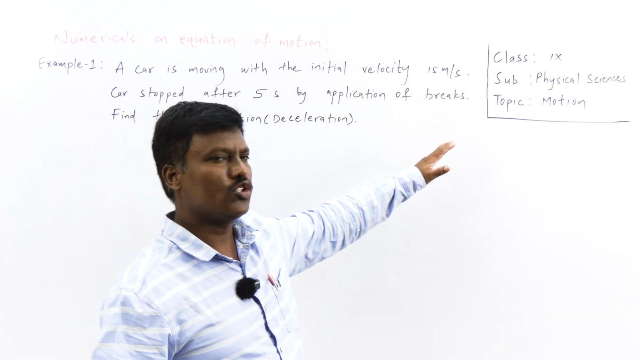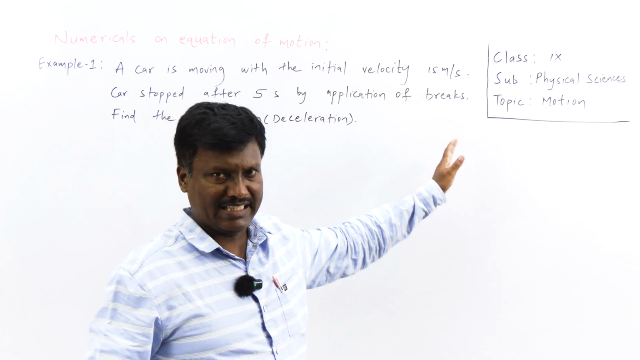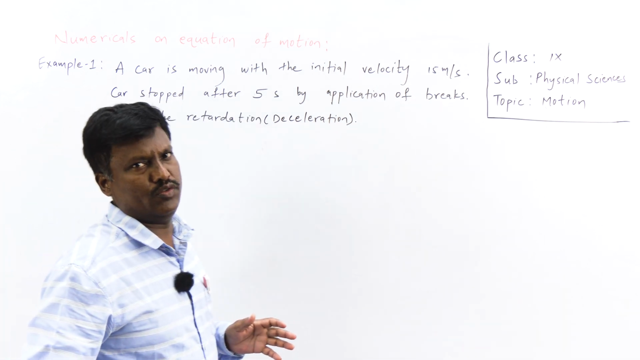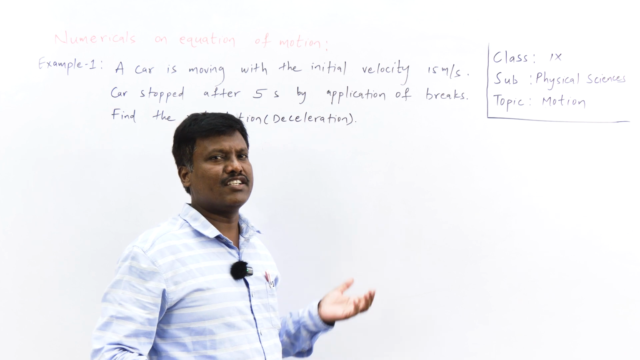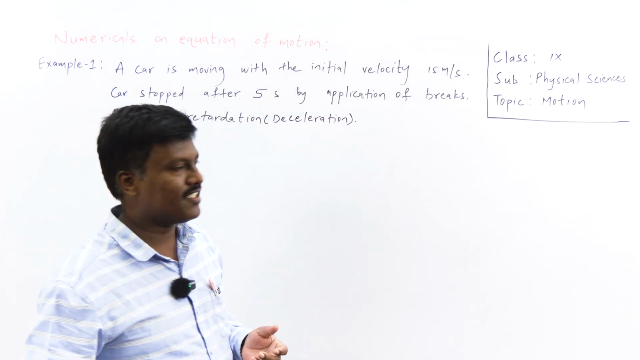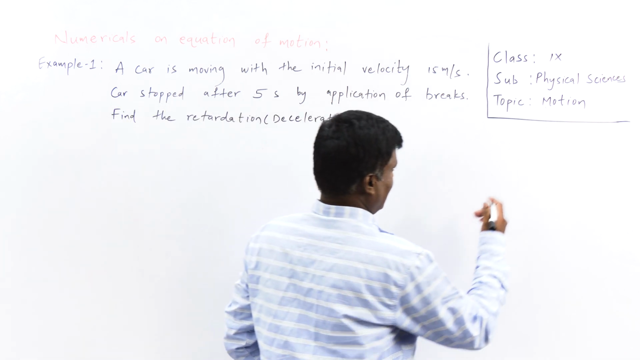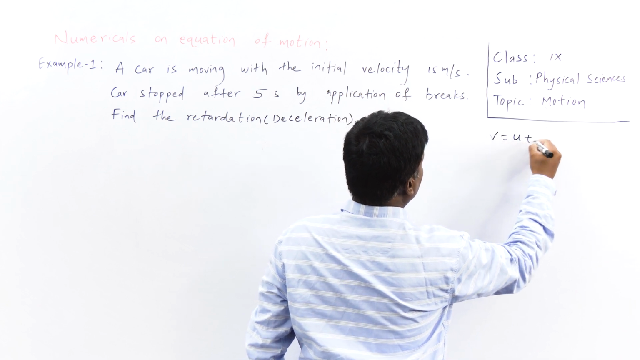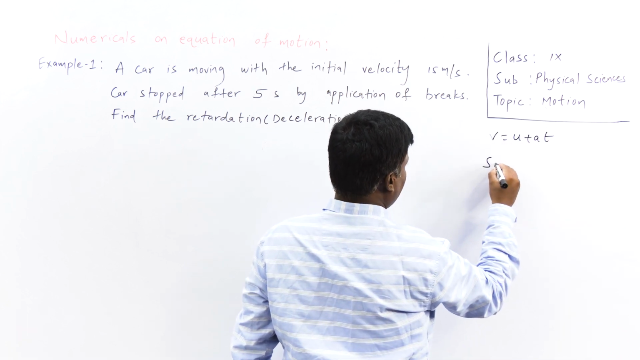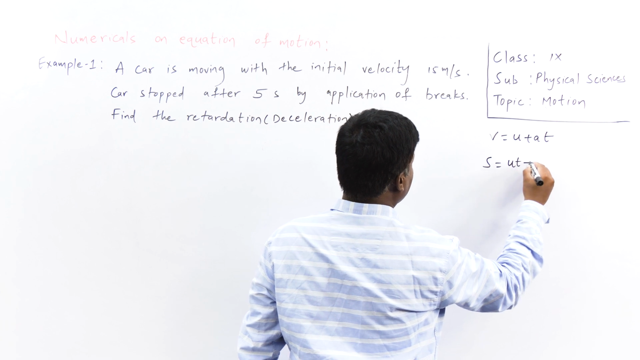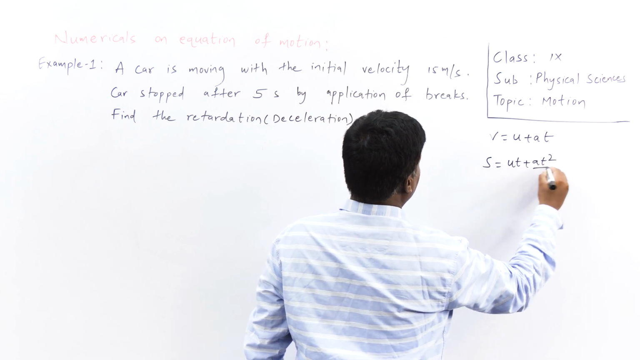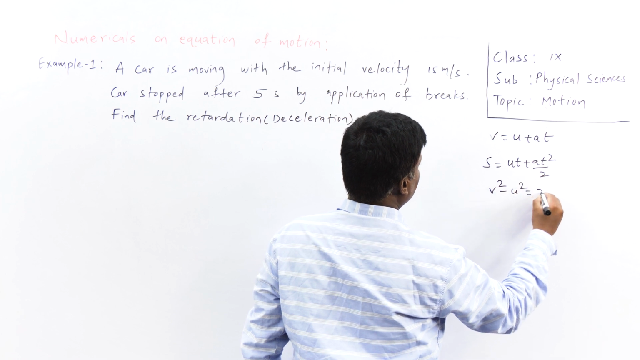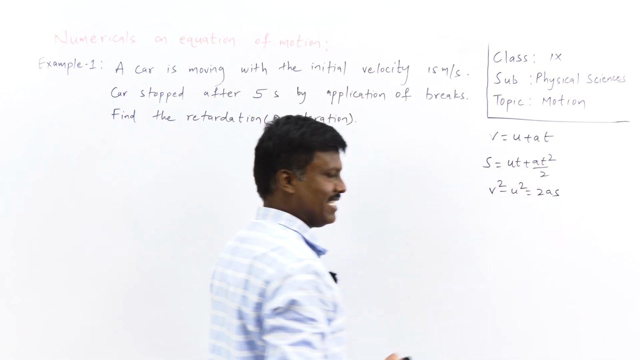We are discussing motion. This is the second chapter in 9th class, right? We have discussed in the last video the derivation of the equations of motion. What are the three equations of motion that we derived in the last class? First equation of motion, V is equal to U plus AT. Second equation of motion, S is equal to UT plus AT square by 2. Third equation of motion is V square minus U square is equal to 2AS.